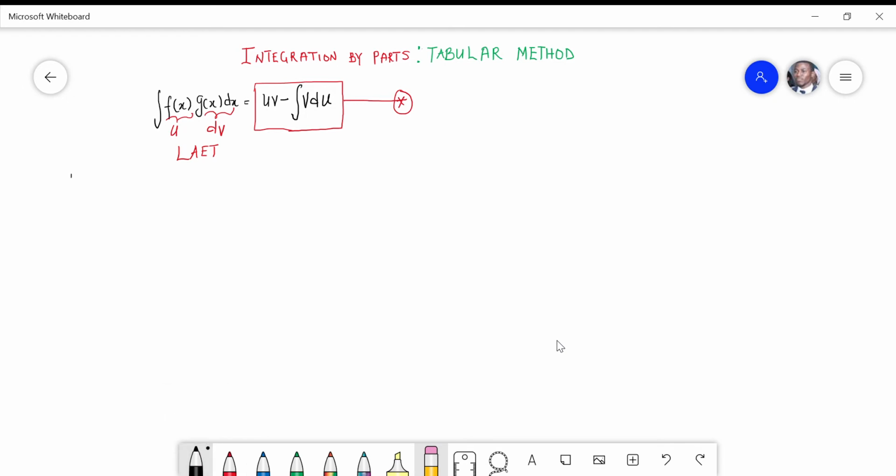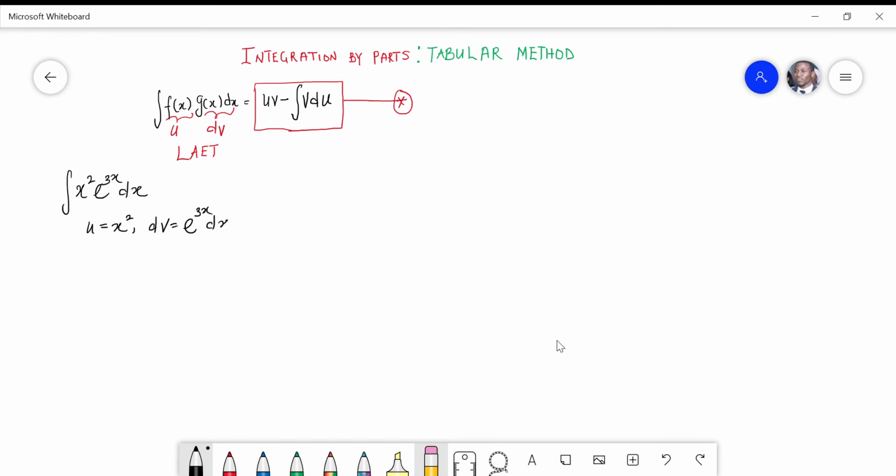So we have this question: the integral of x squared e to the power of 3x dx, right? Because we are familiar with how to choose our u, we know what our u is and what our dv is. Since algebraic comes before exponential, our u is going to be x squared, and that tells us our dv is going to be e to the 3x dx.